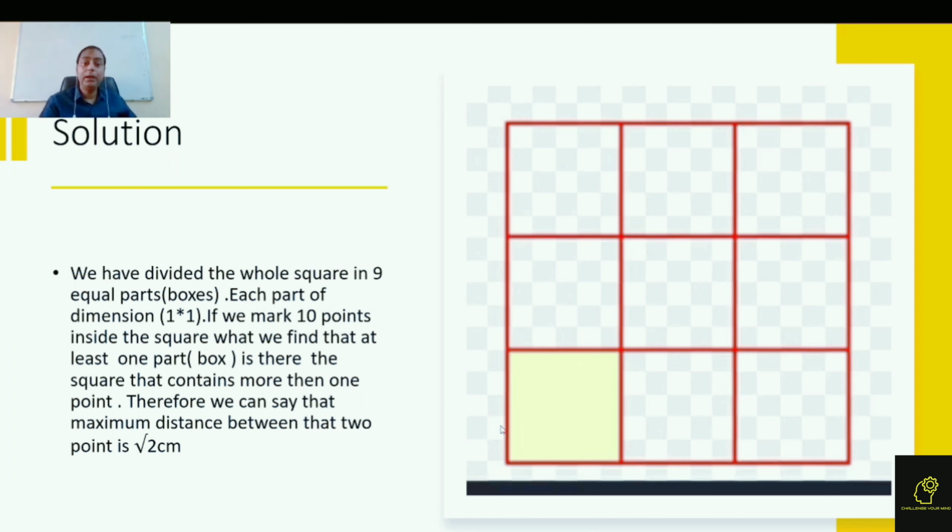So we find that at least one square contains more than 1 point. More than 1 point means at least one square contains 2 points. And what is the maximum distance between the diagonal points of a 1 by 1 square? That distance is root 2 centimeters. So this is an amazing idea.